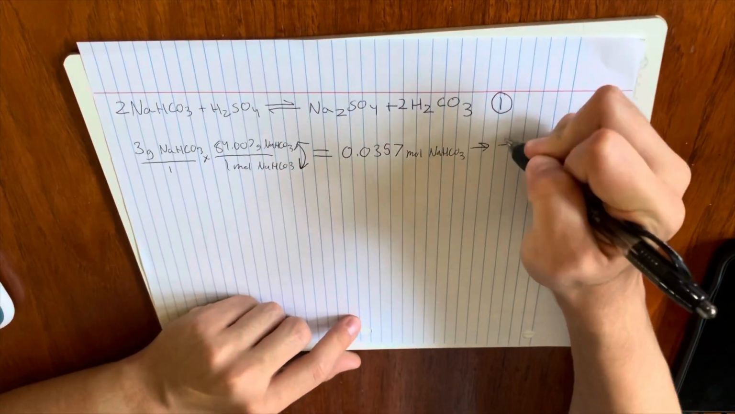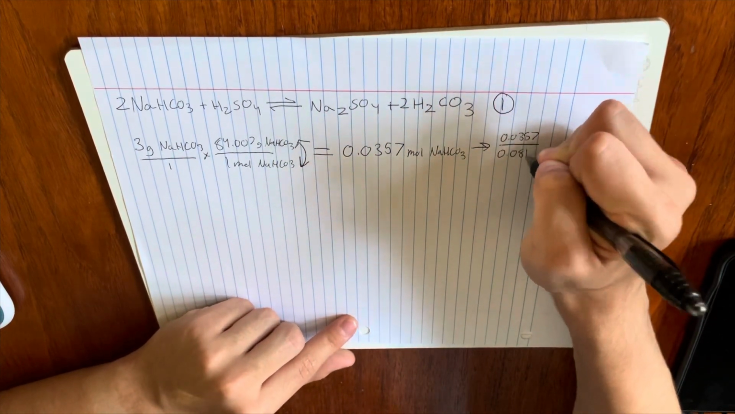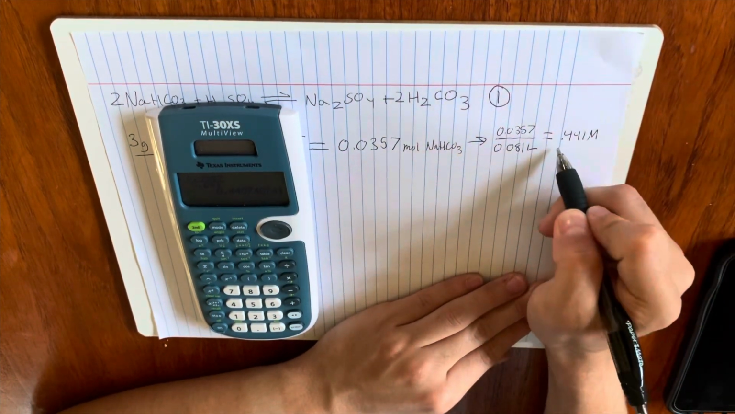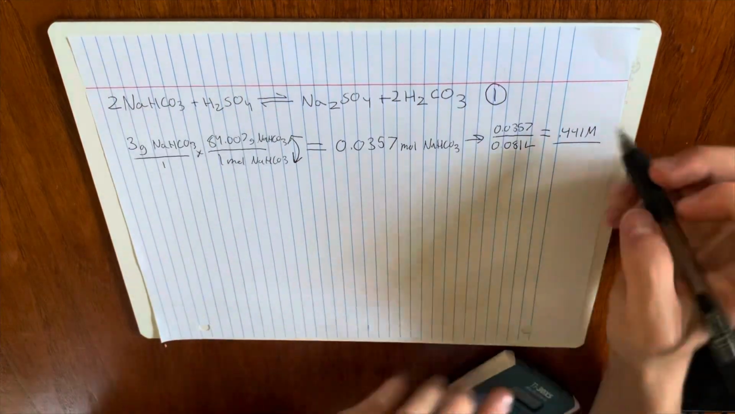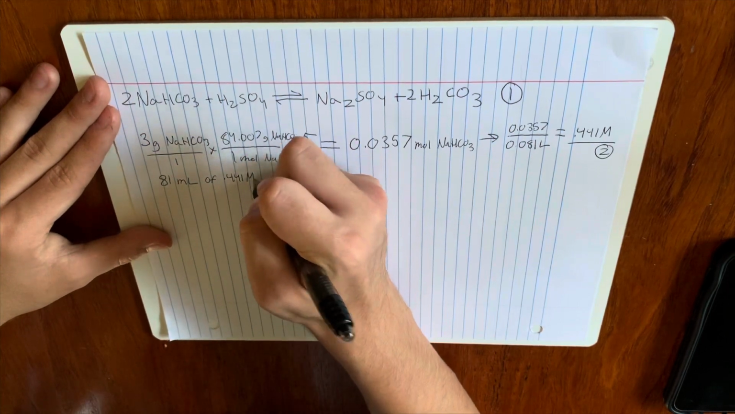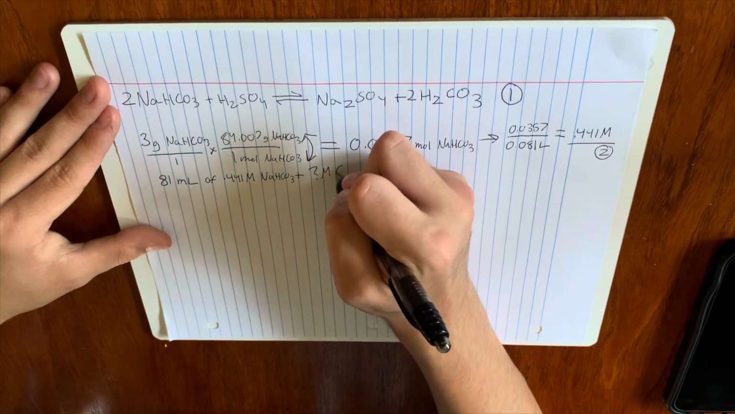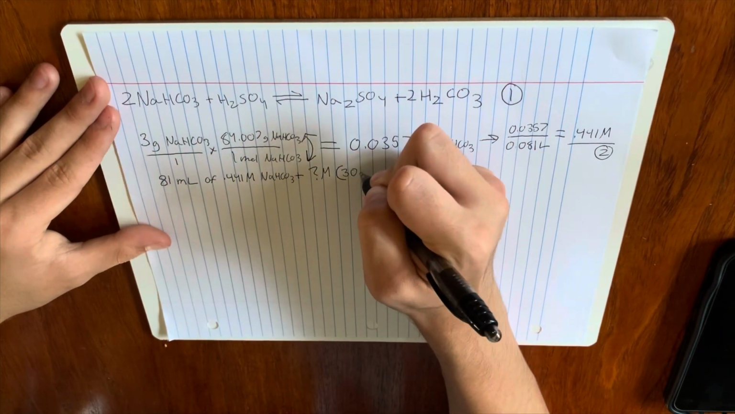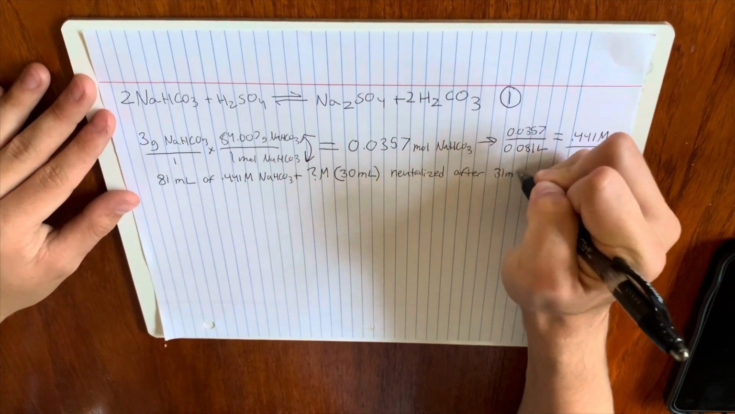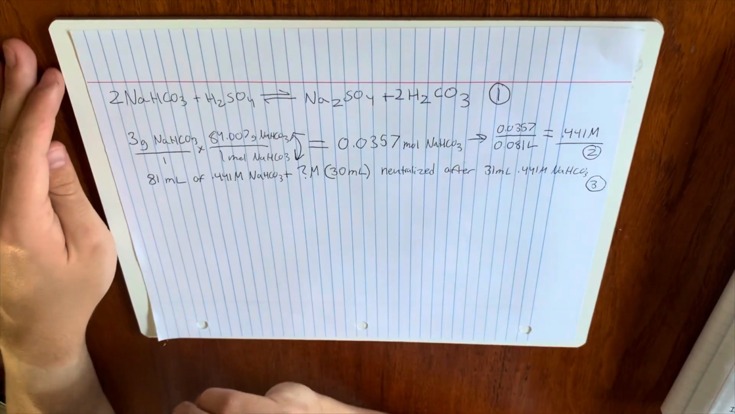Then from there, we're able to do further math to show that there is this amount of moles of sodium bicarbonate over that amount of liters, or 81 milliliters of solution, and that gives us a molarity of 0.441. Then here we're going to be doing the calculations explaining how we have 81 milliliters of our 0.441 molar sodium bicarbonate solution, which is reacting with 30 milliliters of an unknown concentration of our sulfuric acid solution. It takes 31 milliliters of our sodium bicarbonate to neutralize this.